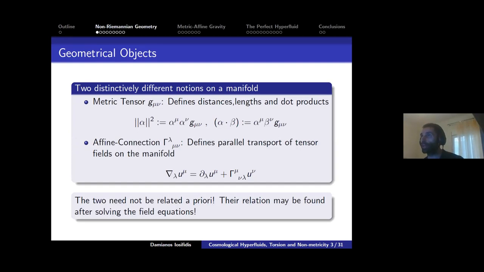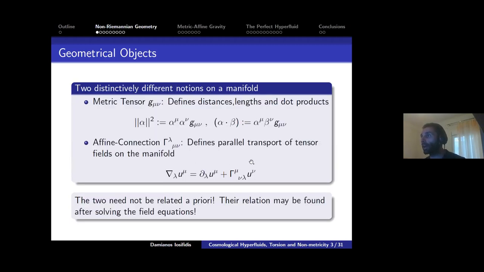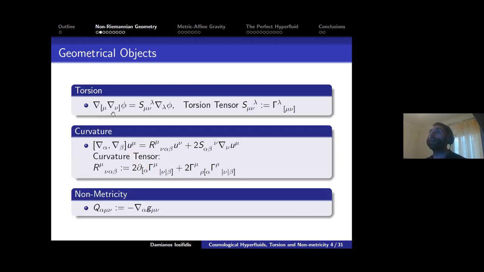So these two notions are a priori not related. As usual, we have this definition for the covariant derivative, and the metric tensor defines the length, etc. So if we have a general manifold, this connection, as we already said, does not depend on the metric. So in general, it's not a Levi-Civita connection, and it also has no symmetry in the last pair of indices. If we now form the commutator of the two covariant derivatives acting on a scalar, then we have this tensor popping up, and this is exactly the torsion tensor.